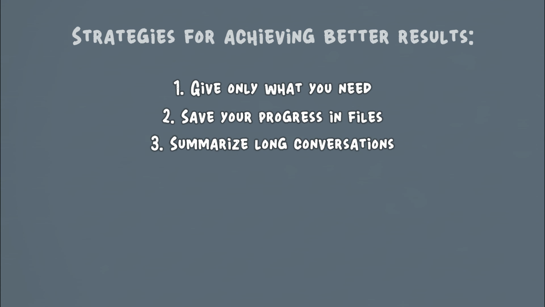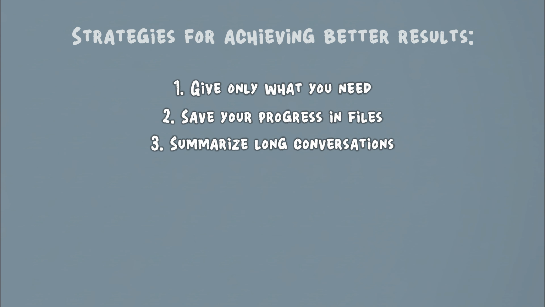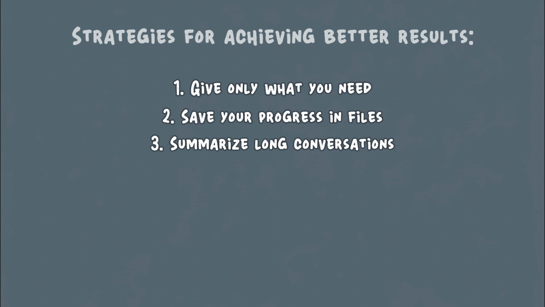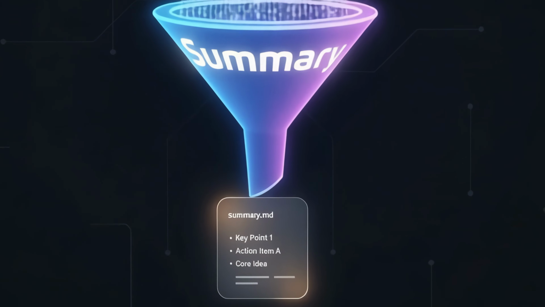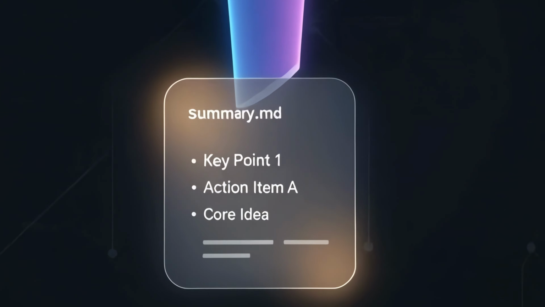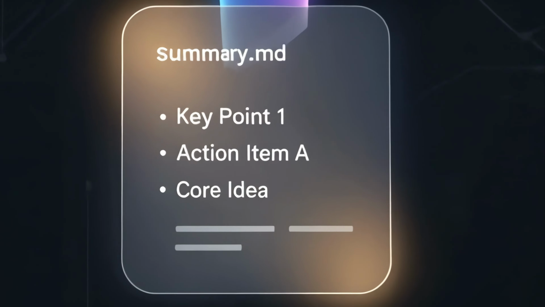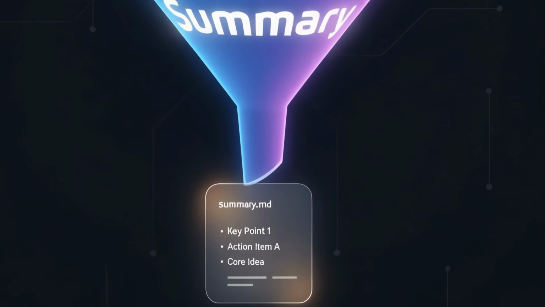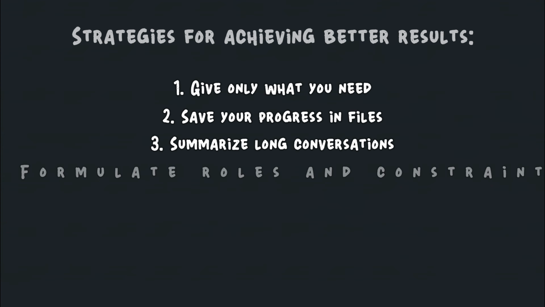3. Summarize long conversations. If you're having a long conversation, the LLM might start to forget the beginning. To avoid this, create a brief summary of the key points and decisions made. Place this summary at the top of your next message. This will refresh the LLM's memory, keeping only the important information.